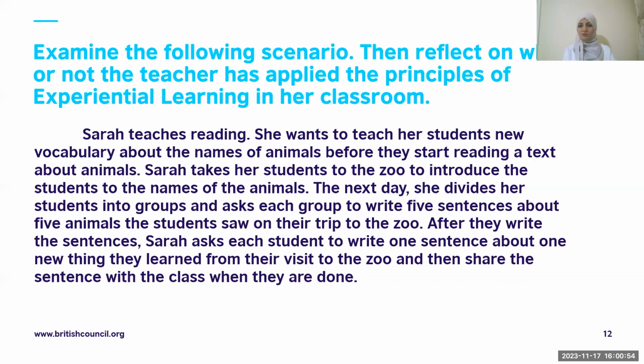She asks them to write 5 sentences about the 5 animals they have seen during the trip. What did we talk about? Language in the theories. How important is language to these theories? Is it at all important? Experiential learning theories and language, are they connected in any way? Oh, what do you think? Yes, sure. Thank you. So they're connected.